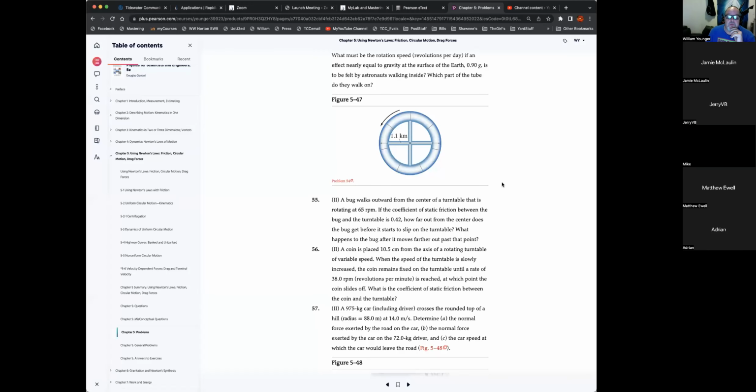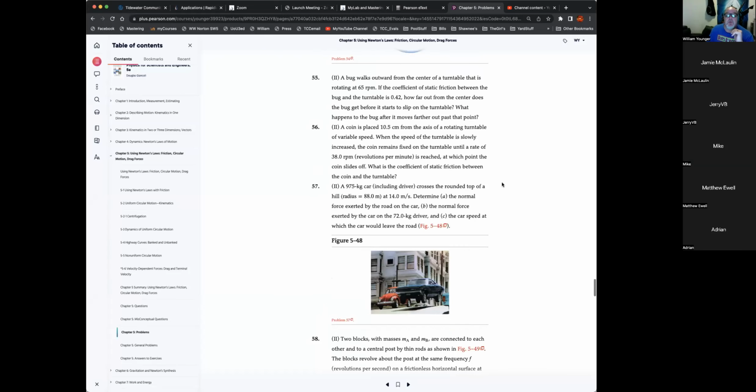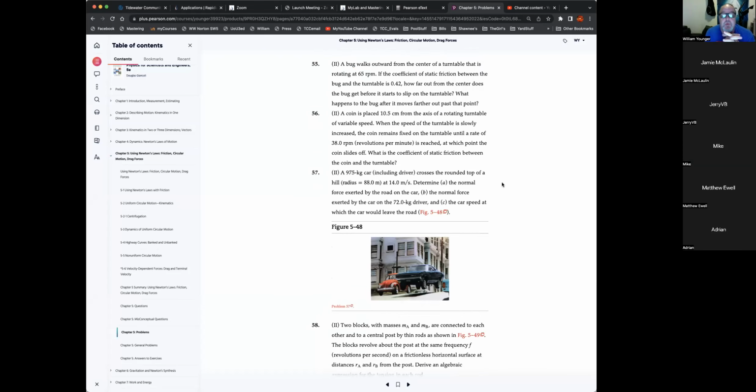Okay, so here's the problem Jamie's discussing. A bug walks outward from the center of a turntable that is rotating at 65 RPMs. The coefficient of static friction between the bug and the turntable is 0.42. How far out from the center does the bug get before it starts to slip on the turntable? What happens to the bug after it moves farther out past that point? So is that the one you're talking about? Because sometimes they're misnumbered from the MyLab system versus the other system. Yeah, that one didn't make any sense. Okay.